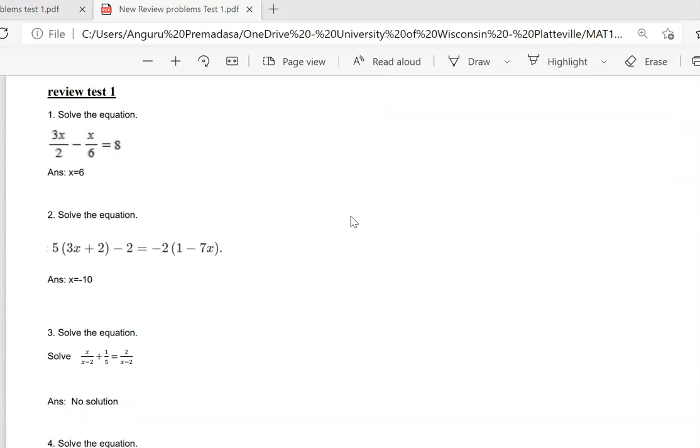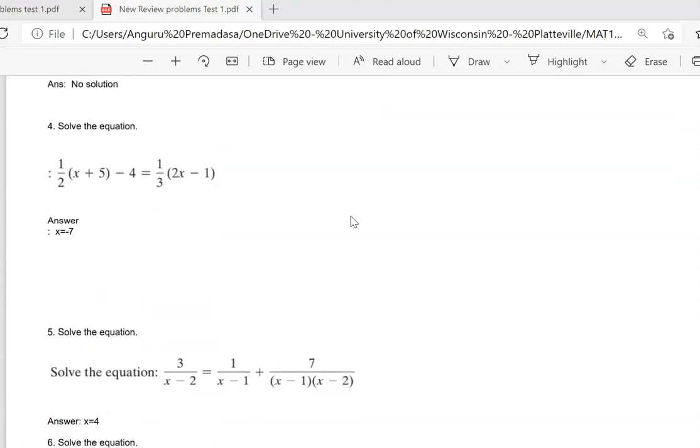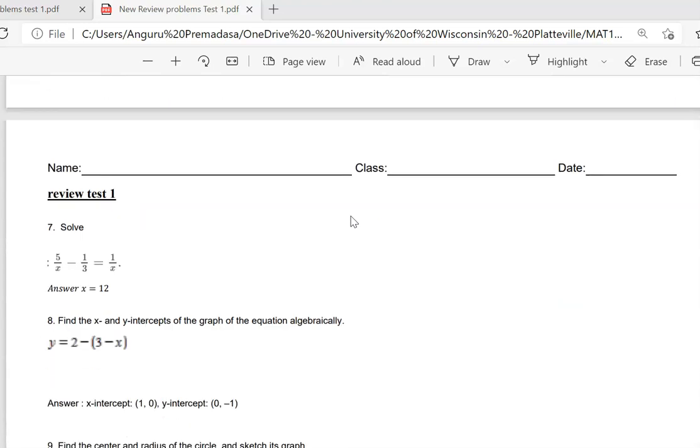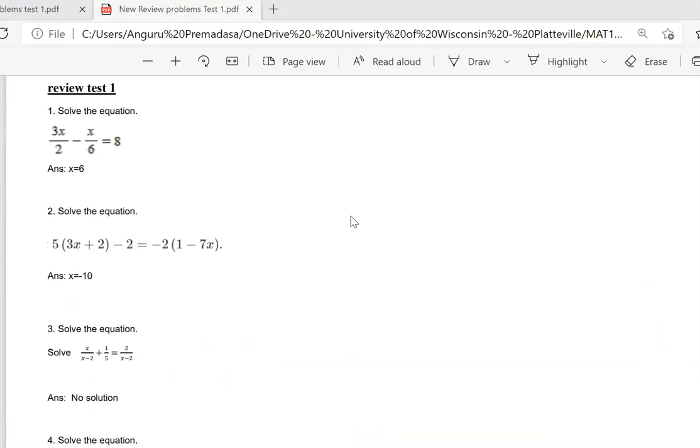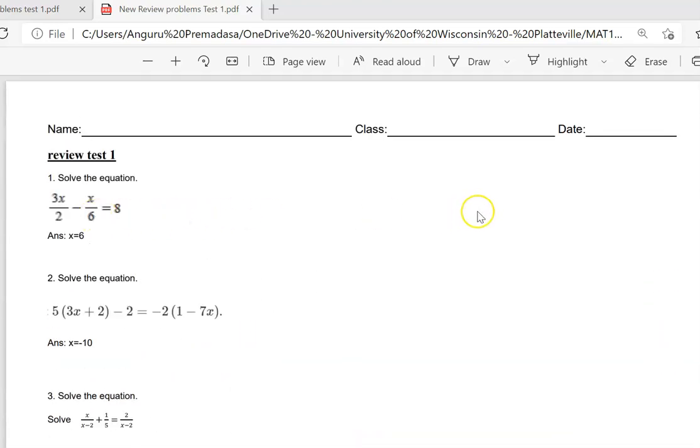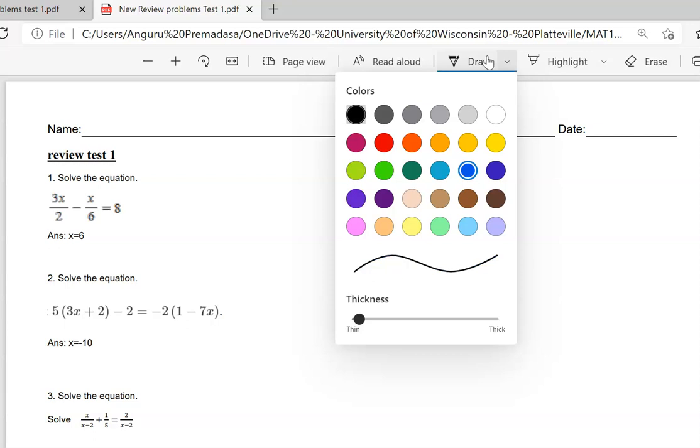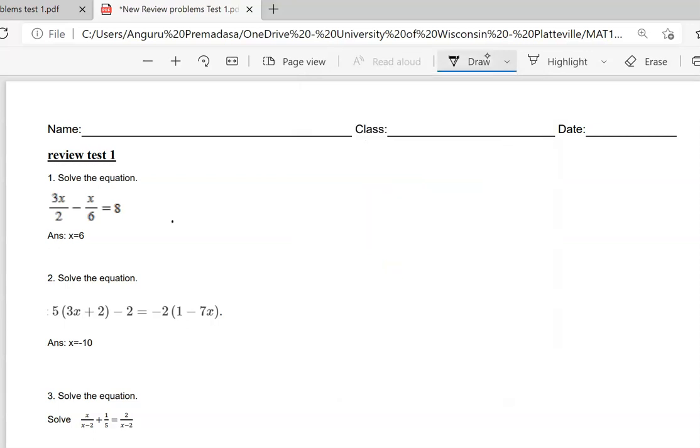All right. So I want you to first look at questions 1 through 7. Questions 1 through 7 are all about solving equations. So what you do when you do a problem like this, let's look at the first problem. The first problem has a denominator.